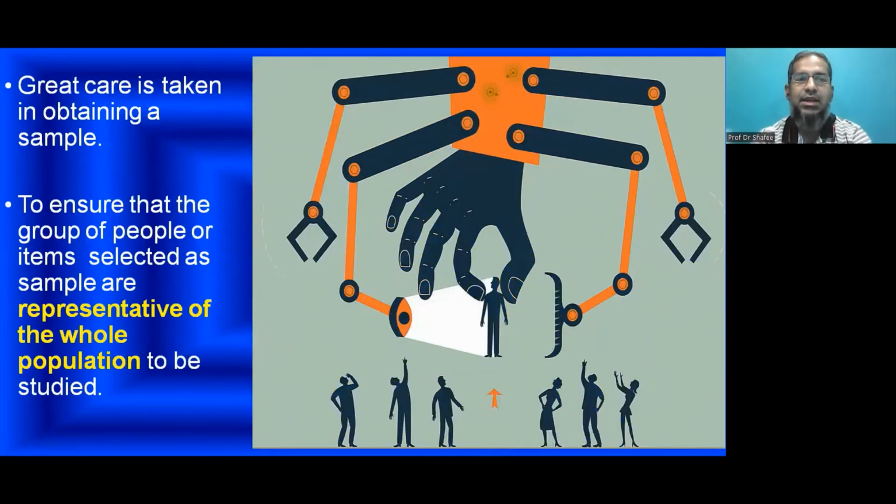Great care is taken in obtaining a sample to ensure that the group of people or items selected as the sample is representative of the whole population. It means they should have the same characteristics which the population is having. Then our study will be scientific and valid. So take care that whenever you select a sample from the population, the sample should be representative of the population.